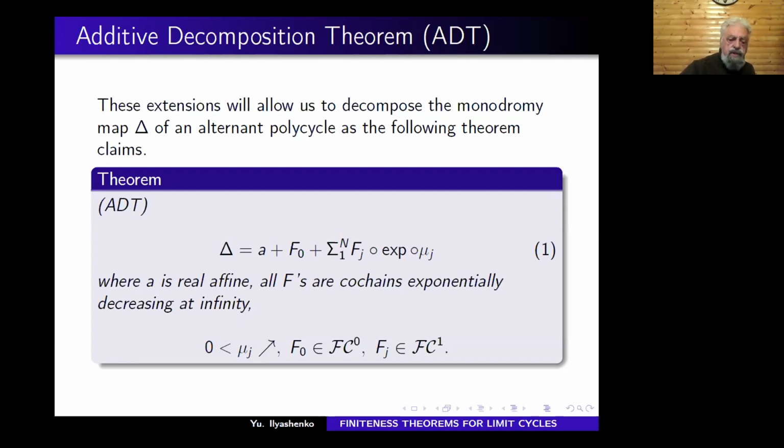All the cochains F0, Fj exponentially decrease at infinity. So the terms Fj composed with exponential of mu j have the double exponential rate of decreasing. The larger is mu j, the faster is the decreasing. And therefore, subsequent terms in this sum are incomparable with each other. Any subsequent term decreases much, much faster than the previous one.